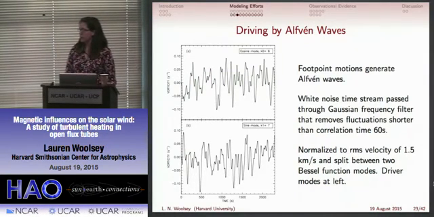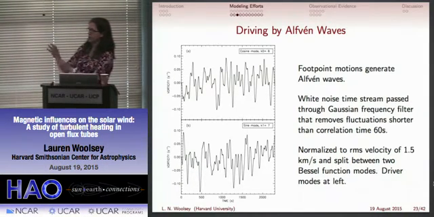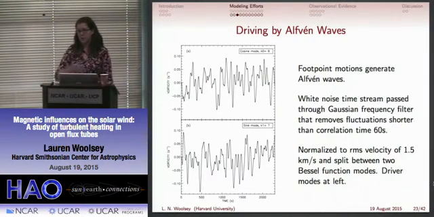And also from observations, we normalized these to an RMS velocity of 1.5 kilometers per second. And then we split them between these two modes. So this is showing vorticity as a function of simulation time, just showing that random walk driving.